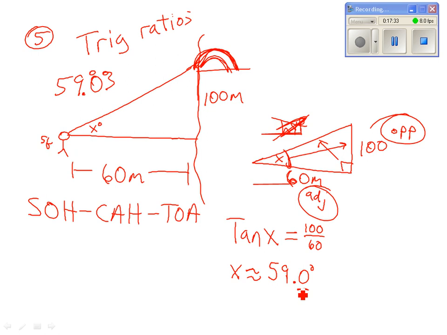So what's the angle of elevation on her sight here, or his sight? 59.0 degrees. Is that normal? Can you look up 59 degrees? Yeah, 59 degrees, maybe something about like that. Not a rule, but if you were working this problem and you came up with this person's line of sight being like 182 degrees, you probably messed up somewhere, because they're probably not doing something crazy there.